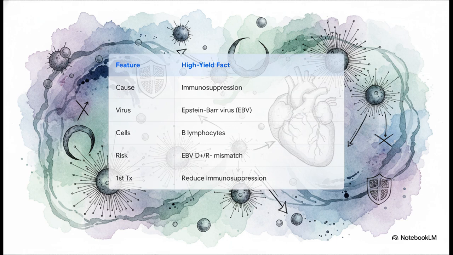All right, let's do a rapid review of your absolute high-yield facts. The main cause? Always post-transplant immunosuppression. The major virus? Epstein-Barr virus. The specific cells involved are predominantly your B lymphocytes. Now remember, the absolute highest risk scenario is that D-positive to R-negative EBV mismatch. And your crucial go-to first-line treatment? Always look to carefully reduce the immunosuppression.